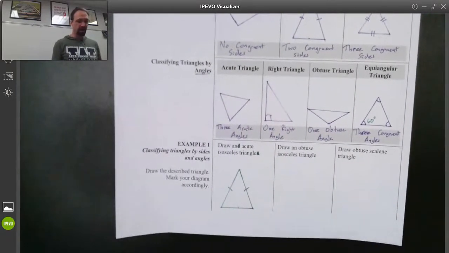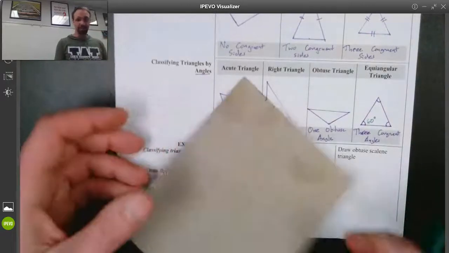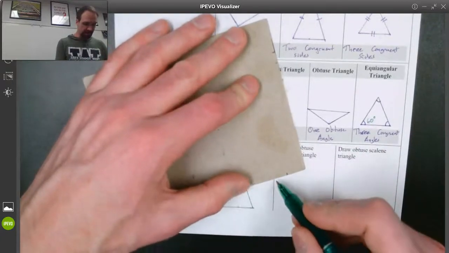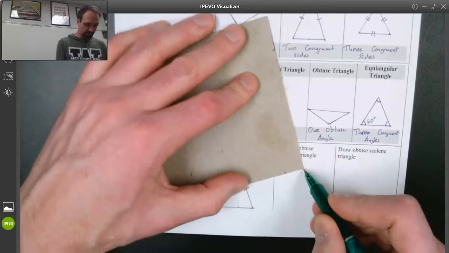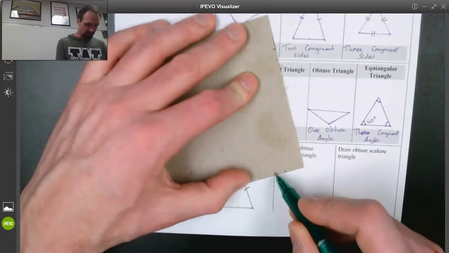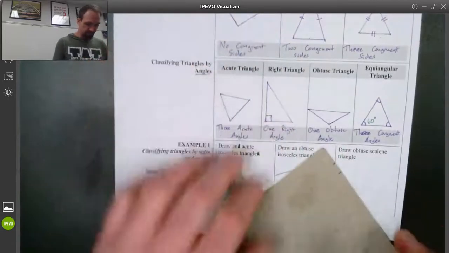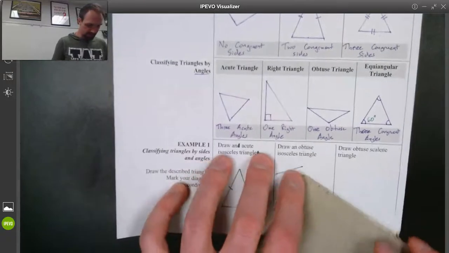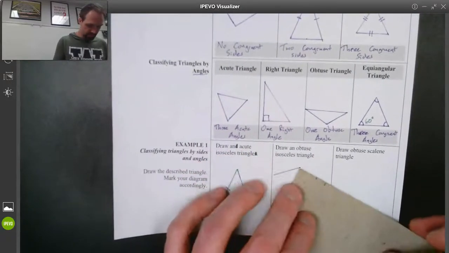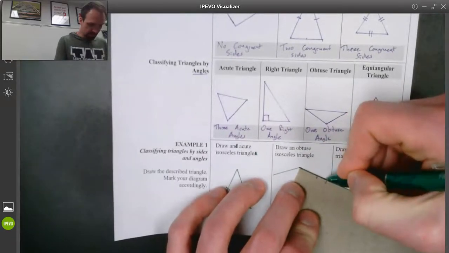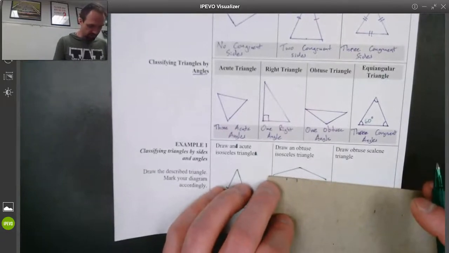The next one, draw an obtuse isosceles triangle. So this is where I need two of the side lengths to be the same, but I need it to be an obtuse angle. So that means I'm going to fan out pretty wide here in the beginning. So I'm going to do, let's go to here. So here, and then here. Now, as long as I connect this, I know it's obtuse because the angle's obtuse.